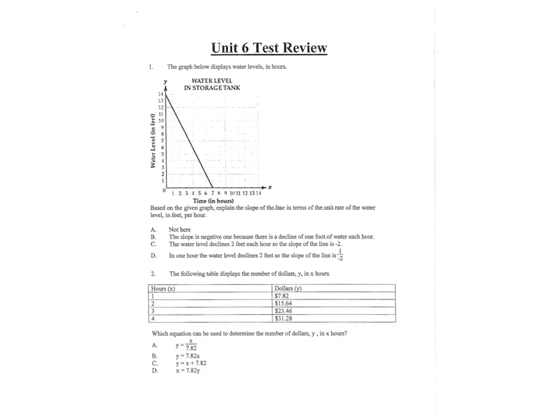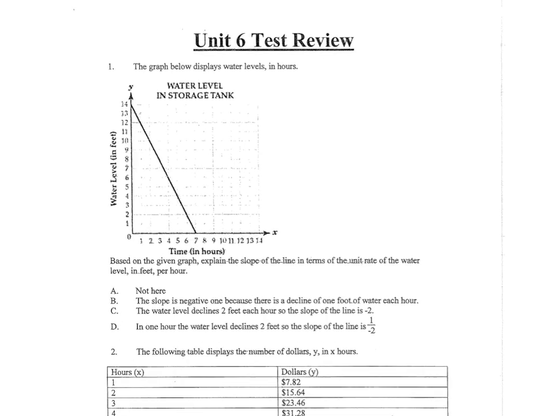This is going to be the 8th grade Unit 6 test review. So taking a look at number 1. It says the graph below displays water levels in hours. Based on the given graph, explain the slope of the line in terms of unit rate of the water level in feet per hour. So we're just trying to figure out how many feet per hour this thing's going down.